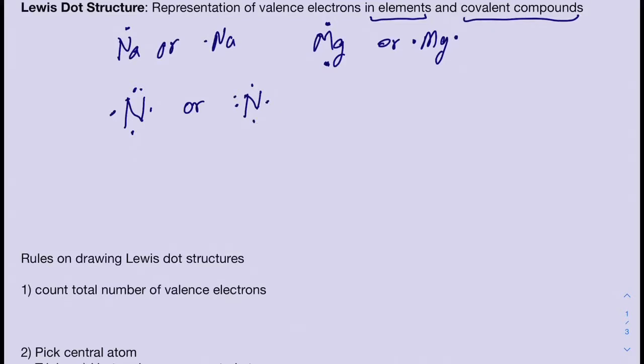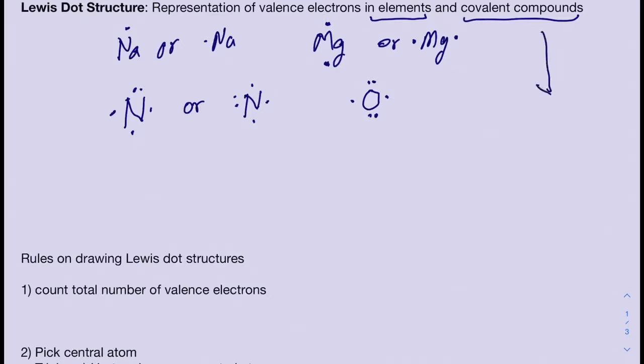It doesn't matter. And if I want to do, let's say, oxygen, which has six valence electrons, I would do 1, 2, 3, 4, and then when it comes to putting 5 and 6, I can start pairing up maybe the one on the top and the one on the bottom. Alright, so that's how you're going to be drawing the Lewis structures for the atoms. Well, drawing the Lewis structures for the atoms is not that important. What's more important is being able to draw the Lewis structures for the covalent compounds.